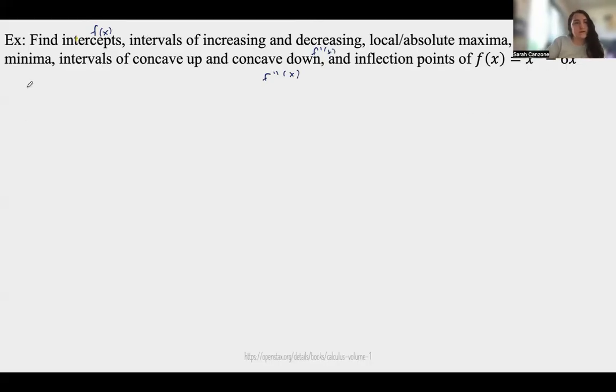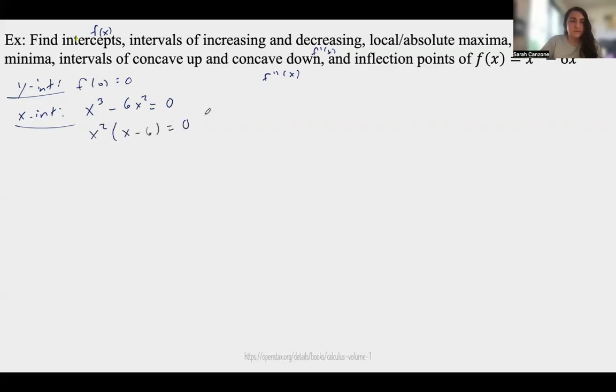So the intercepts, we know that the y-intercept is when x is 0. So the y-intercept is always the easier one to solve for. That is f at 0. If you plug 0 into this thing, you just get 0. So the y-intercept is (0, 0). For the x-intercept, we know the x-intercepts are when y is 0, so x cubed minus 6x squared equals 0, and we can solve this function. So what I could do is factor out an x squared, and what I'm left with is x minus 6 equals 0. And so I actually get that x equals 0 and x equals 6 are my x-intercepts.